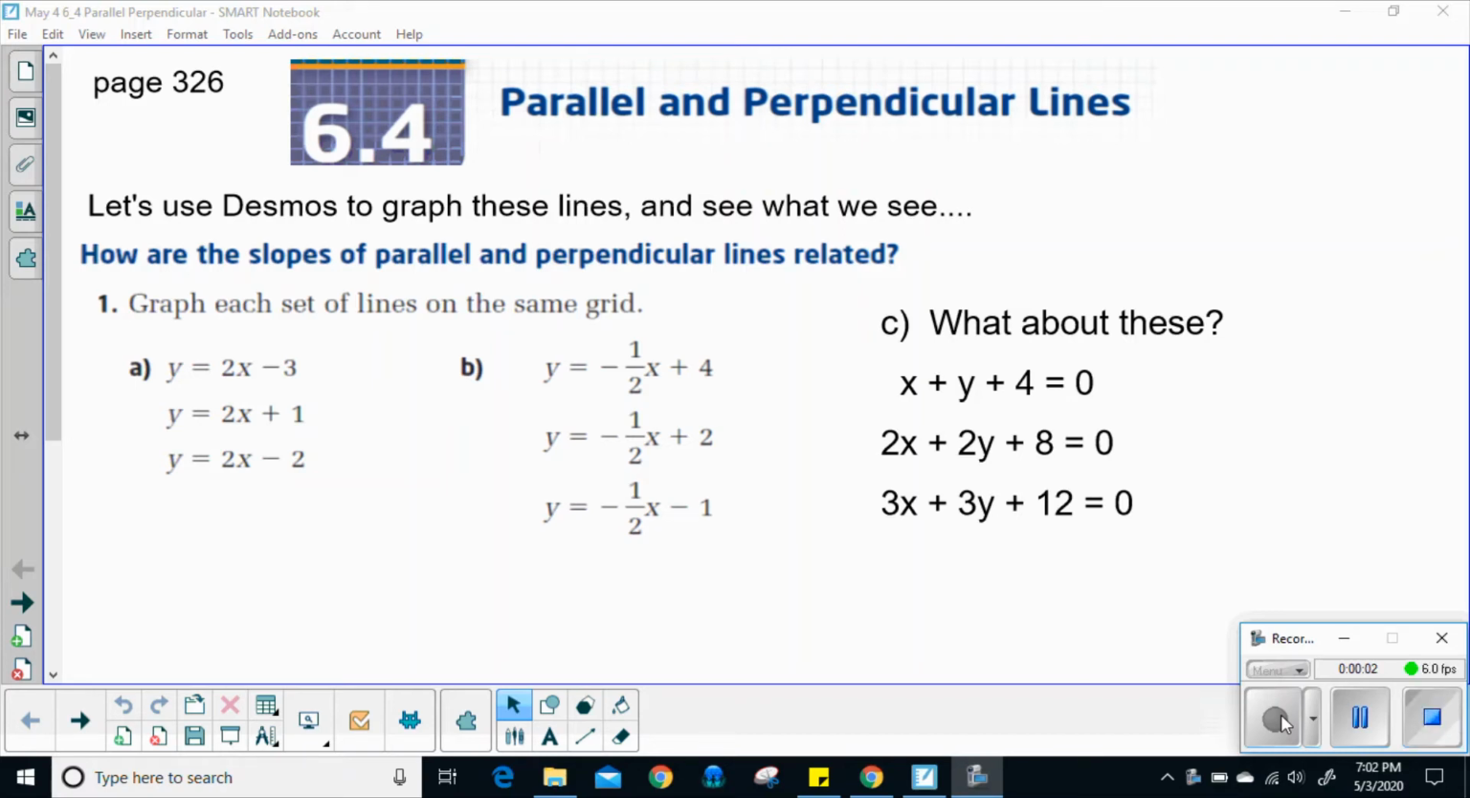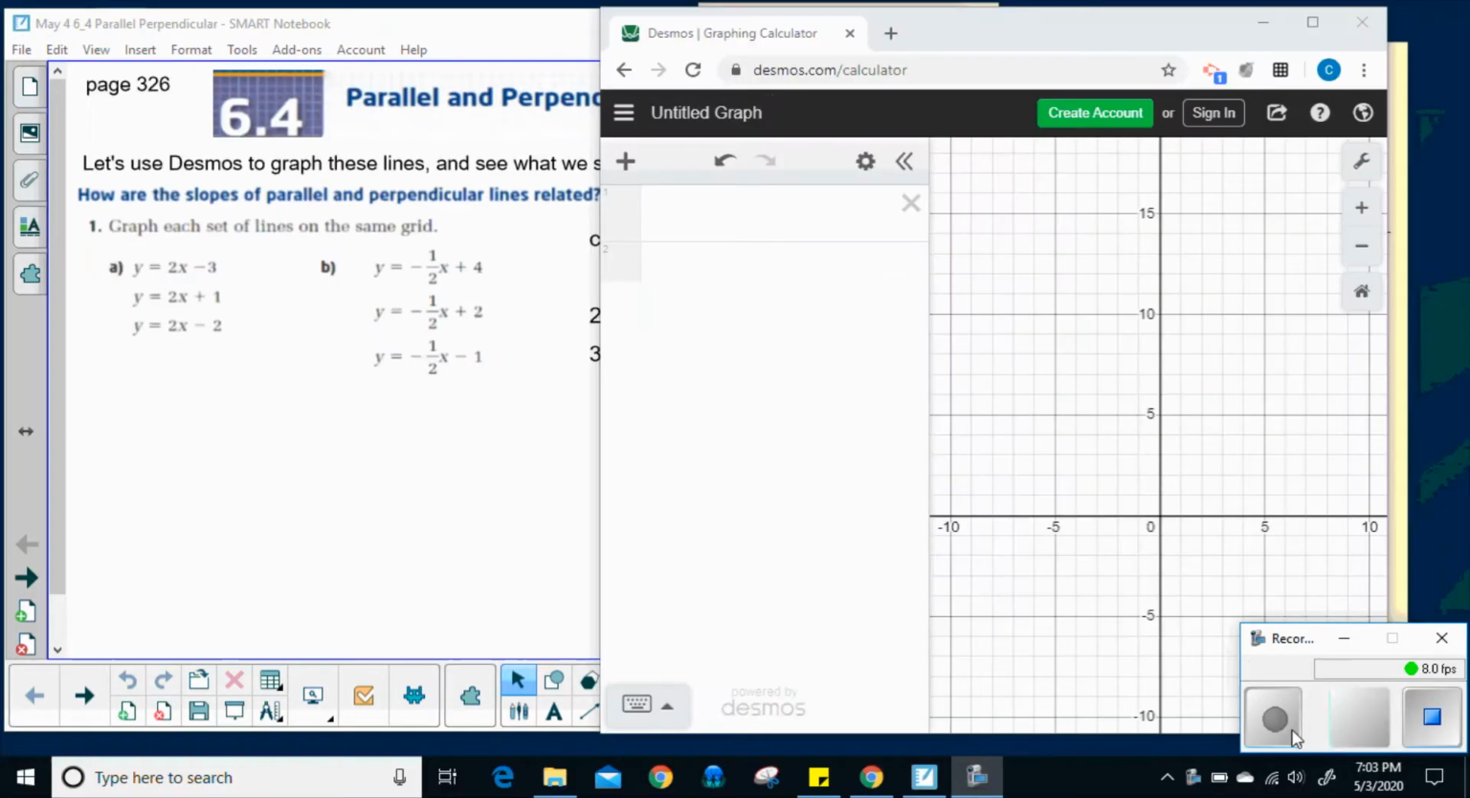All right, let's take a peek at parallel and perpendicular lines. These are two specific styles of lines, and we want to see if we can see anything about them. We're going to use Desmos, type these in, and see what happens.